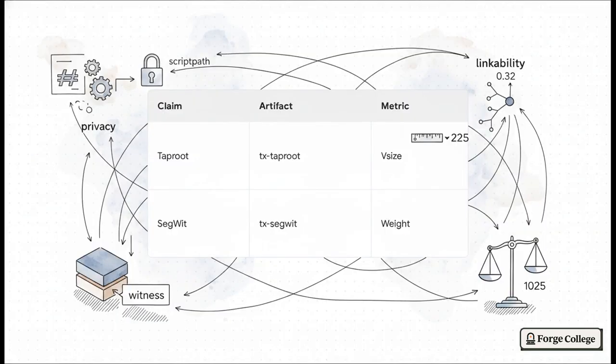Let's look at how you actually map a claim directly to evidence. Say you're claiming that Taproot improves privacy. Well, you map that directly to your Taproot script path artifact, showing its exact vsize of 225 and a linkability score of 0.32. Claiming SegWit reduces weight points straight to your SegWit sample, weighing in at exactly 1,025. See what we're doing here? It leaves absolutely zero room for vague, unanchored opinions.